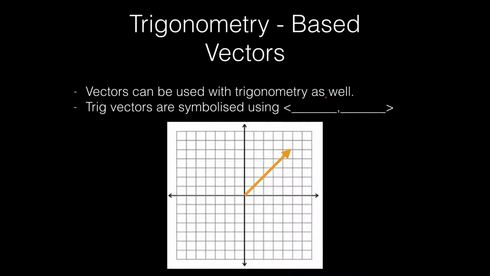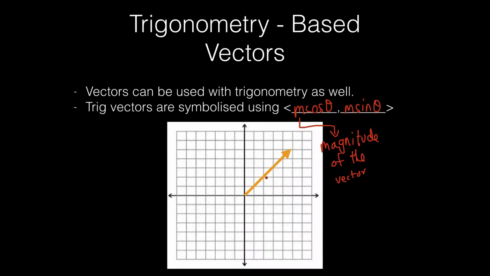So, vectors can be used with trigonometry as well. Pretty basic. Now, trig vectors can be symbolized using the following form: m times cosine theta and sine theta. This is what you can use to symbolize a vector using trigonometry. So what is m? m is going to be the magnitude of the vector, and theta I'm going to get to later. So when would you use this kind of thing? Well, I'm going to get to that right now. Let's start deriving this.